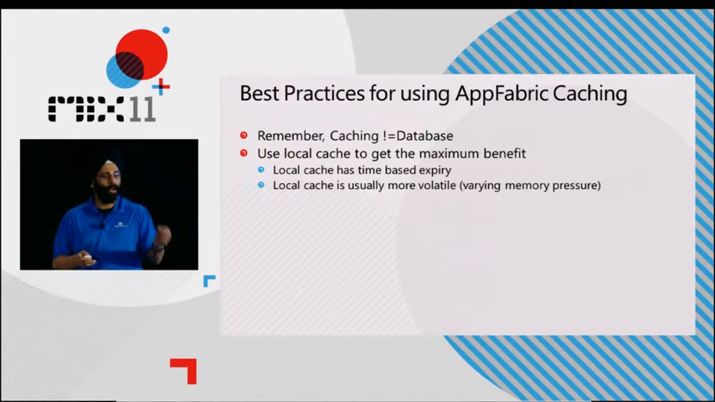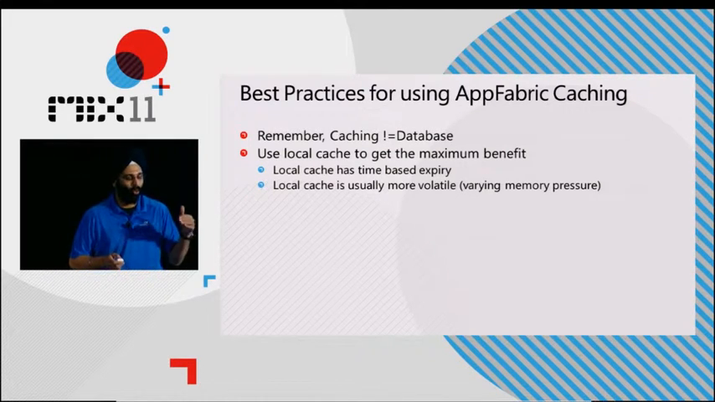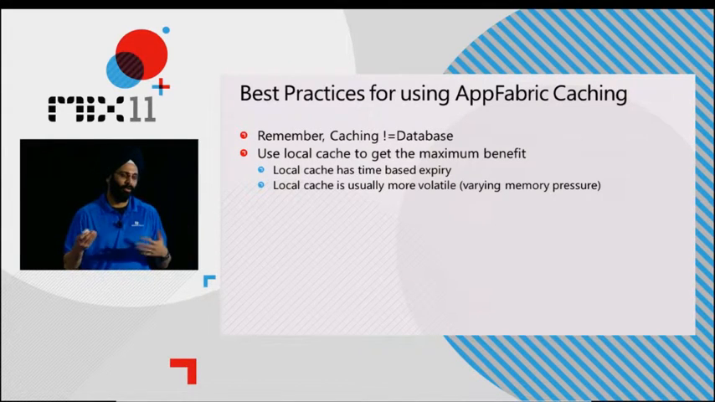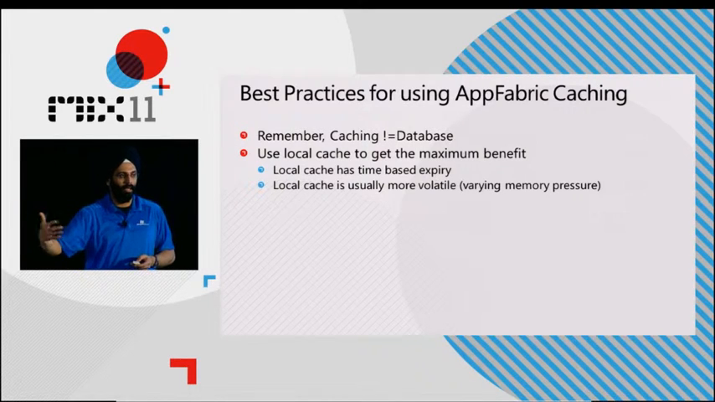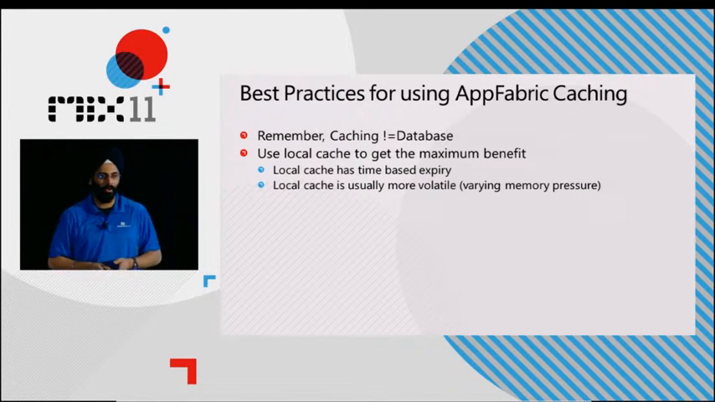A couple of things to watch for, very critical. Today, the local cache in Azure has only a time-based expiry. If you're familiar with the server AppFabric, it has both time and notification-based expiry, which means if the cache item gets modified by some other client, you can get notified. That doesn't exist today in the Azure version. It's definitely on the roadmap.